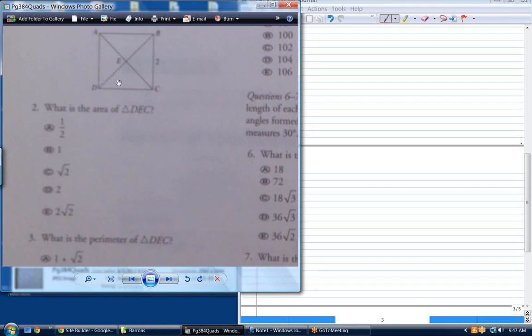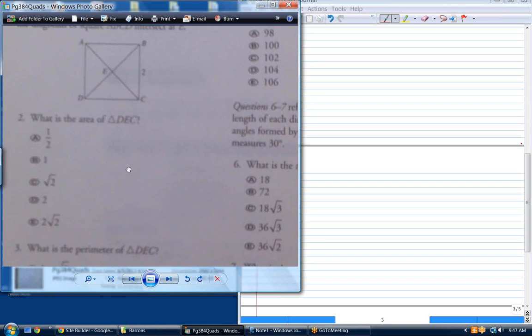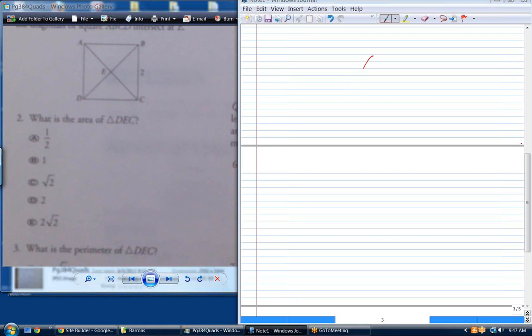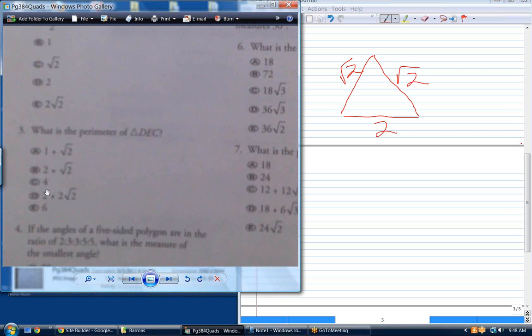And what is the perimeter of that same square? Now we get to see that effort was not wasted. This is 2. What'd you figure this one out to be? It's going to be half of 2 root 2, so it's just going to be root 2. What's this side over here? Also root 2. What's the perimeter? It's 2 plus 2 root 2. Yeah, answer D. 2 plus 2 root 2.